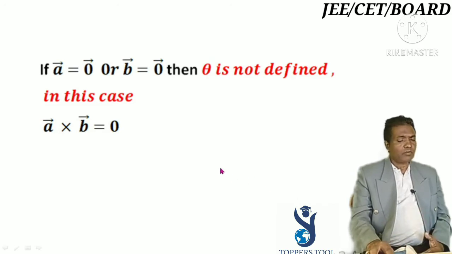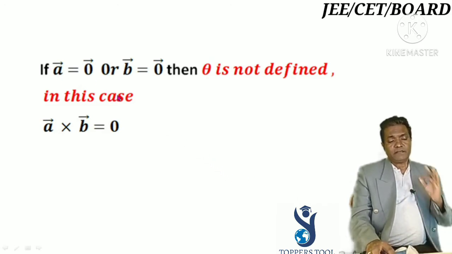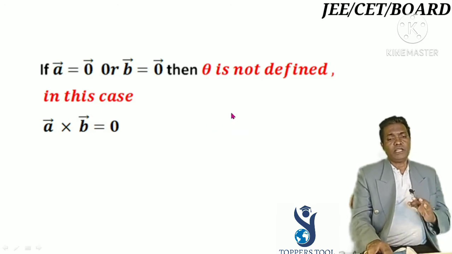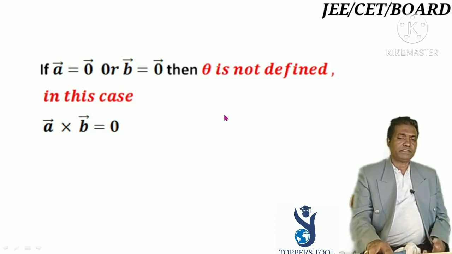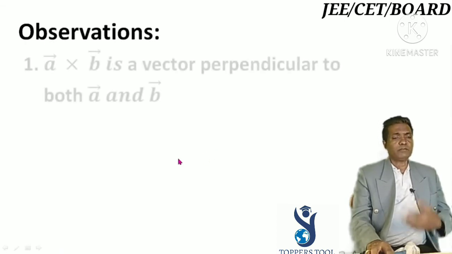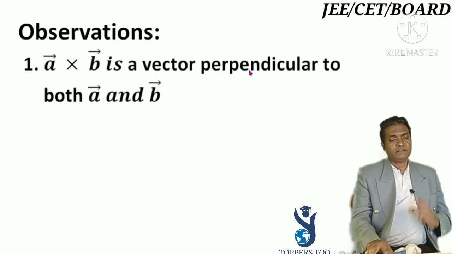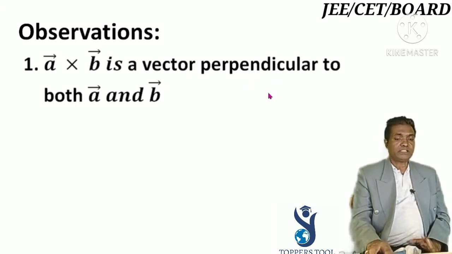Now we have to observe here, if either vector A is 0 or vector B is 0, then clearly theta is not defined. So in this case, the cross product is going to be 0. The cross product is defined only when both are non-zero vectors. If one of them is 0, clearly their cross product is 0. Now we make some observations here. As we know, A cross B is always a vector quantity and it is perpendicular to both vector A and B.